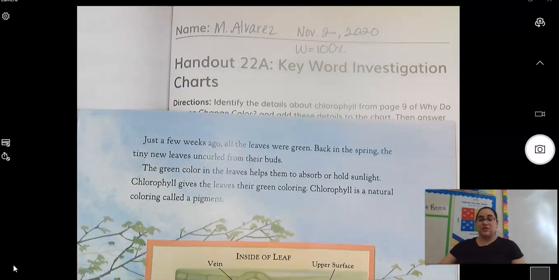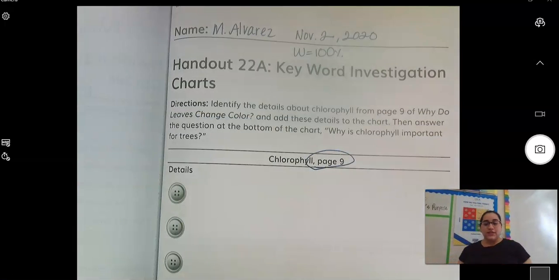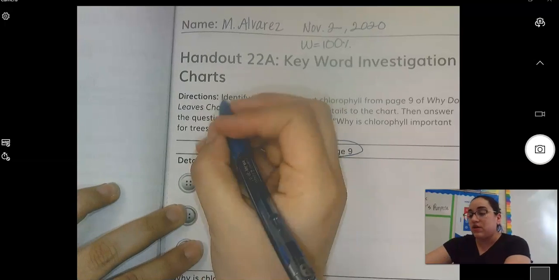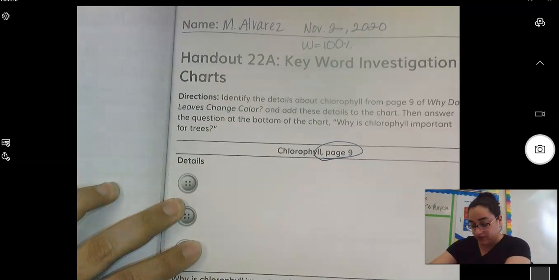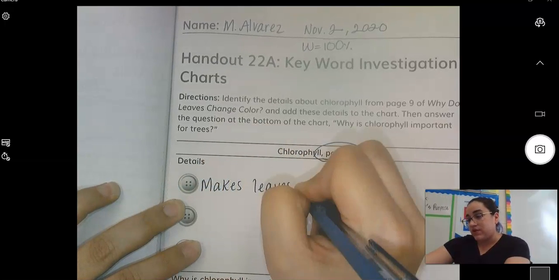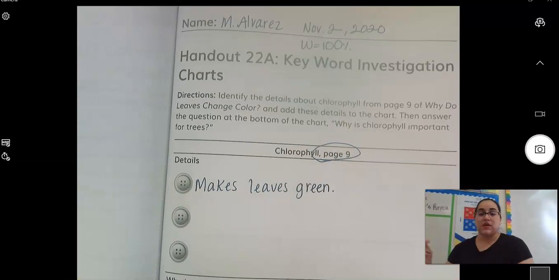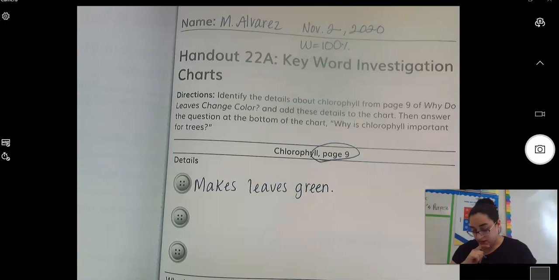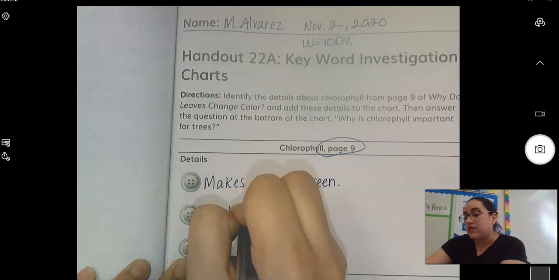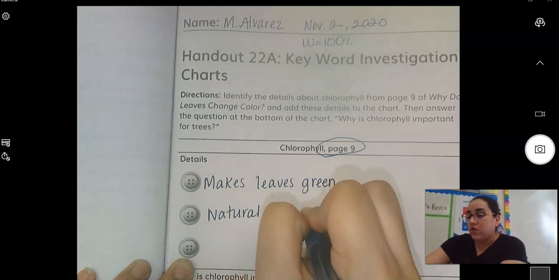So think about those details. What details can we get from that page? What does chlorophyll do? One detail I can think of, and I'm pretty sure you wrote it too, is it makes leaves green. Another detail I can think of, because it even says chlorophyll is a natural color or pigment.